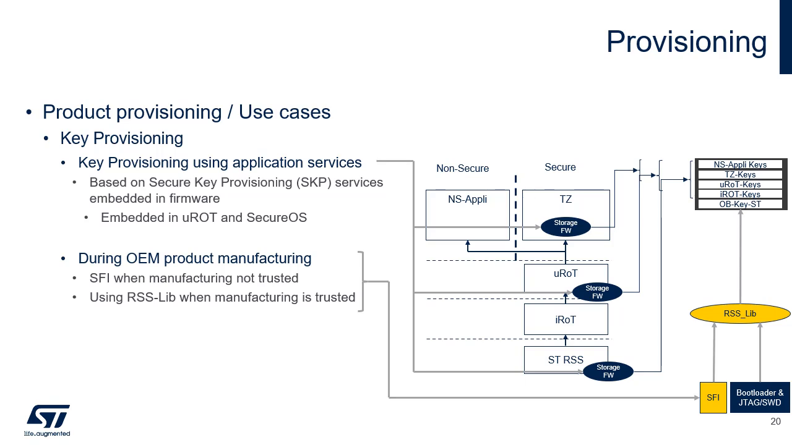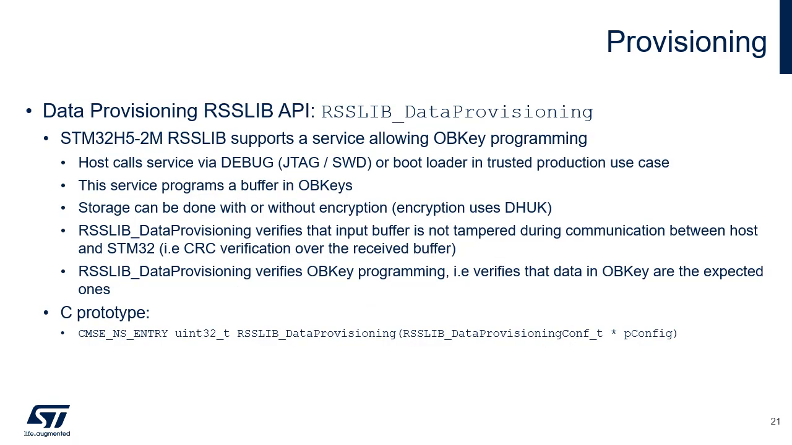Updates are handled by applications. It's up to the application to define the way to provision the data. It's recommended to encrypt data to be provisioned. A dedicated RSS service called RSS-lib data provisioning can be called to provision data. RSS-lib data provisioning receives in input a data buffer and programs it within OB keys. The service programs this buffer either in clear or with encryption.